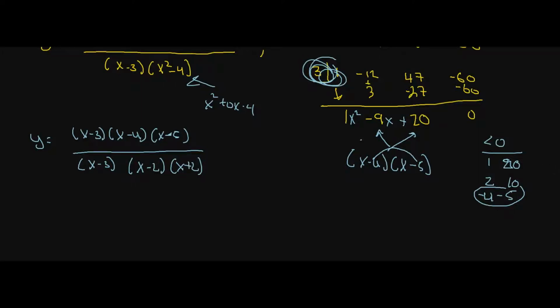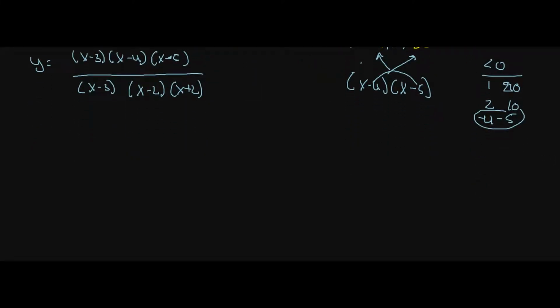Now that we have this here, let's ask ourselves, is there anything on top or bottom where we're going to get a hole? Well, we are going to get a hole right here. So let's cancel these out. So holes. We're going to get x minus 3 is equal to 0. We add 3 to both sides, and we get x is equal to 3. So that's a hole.